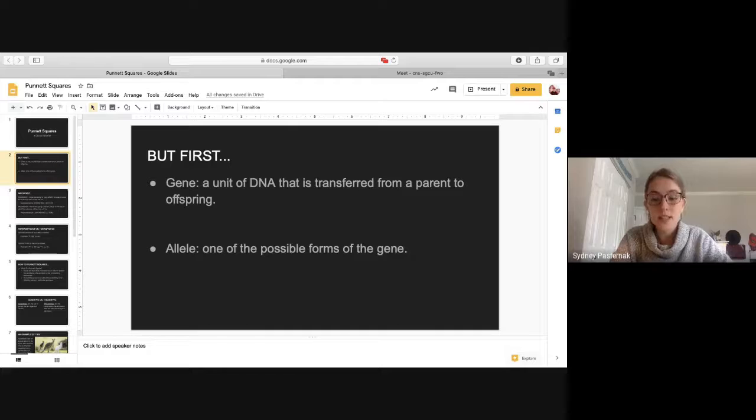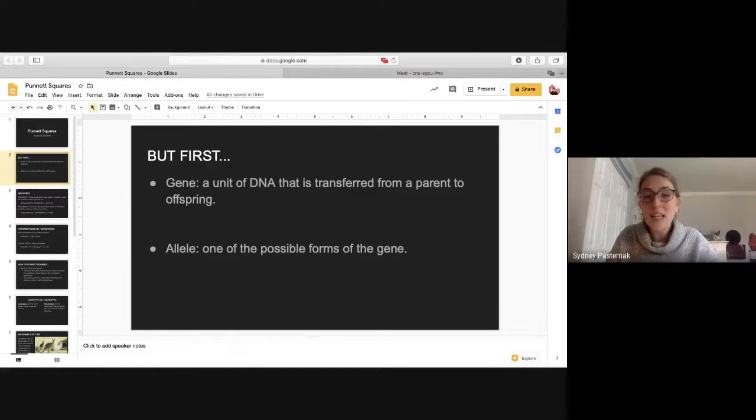So this genetics unit that we're going into is all about genes. And so a gene is a unit of DNA that is transferred from a parent to an offspring. And so we get a lot of our genes, all of our genes, from our parents. And so genes are critical for understanding genetics, and just understanding that it's a unit, it's a piece of DNA that you get from your mom and dad, is really important to understand.